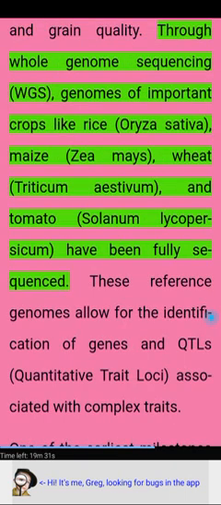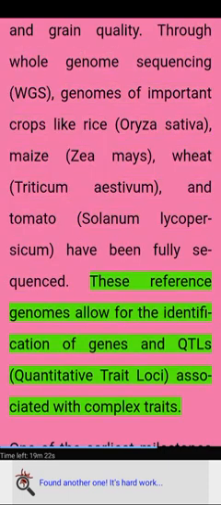Through whole genome sequencing (WGS), genomes of important crops like rice, Oryza sativa, maize, Zea mays, wheat, Triticum aestivum, and tomato, Solanum lycopersicum, have been fully sequenced. These reference genomes allow for the identification of genes and QTLs, quantitative trait loci, associated with complex traits.